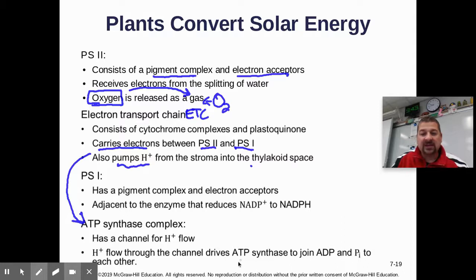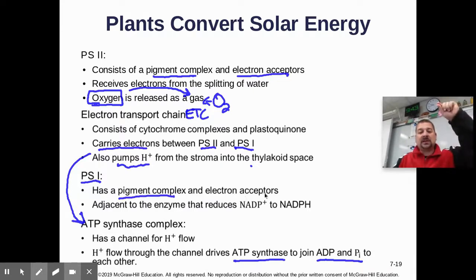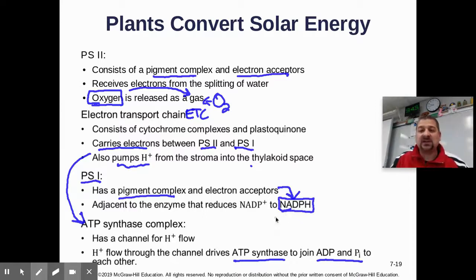And this drives ATP synthase to turn this into ATP. And then the electron is picked up by photosystem 1, which has another pigment complex, which jumps it in energy. It's going to be picked up by an electron acceptor and added to NADP+ to make NADPH. So just kind of an overview in words here.